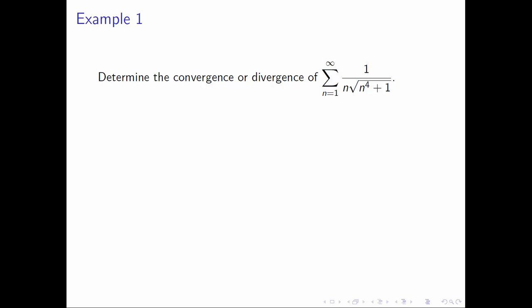So here's example one. Let's determine the convergence or divergence of the series, the sum as n goes from 1 to infinity of 1 over n times the square root of the quantity n to the fourth plus 1.